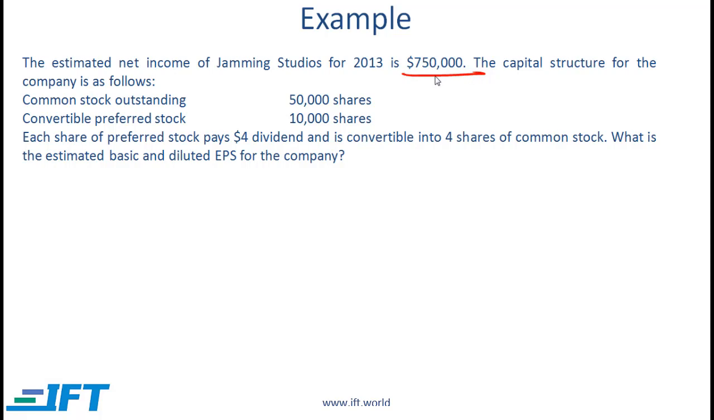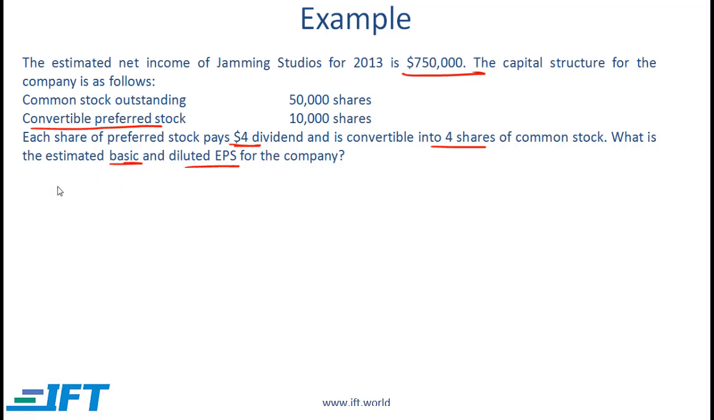We are given the net income, which is 750,000, and we are also told that the company has 50,000 shares outstanding and convertible preferred stock 10,000 shares. Each share of preferred stock pays $1.04 dividend and is convertible into 4 shares of common stock. What is the estimated basic and diluted EPS for the company?